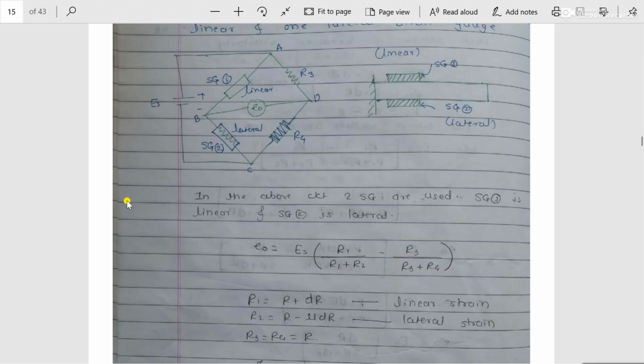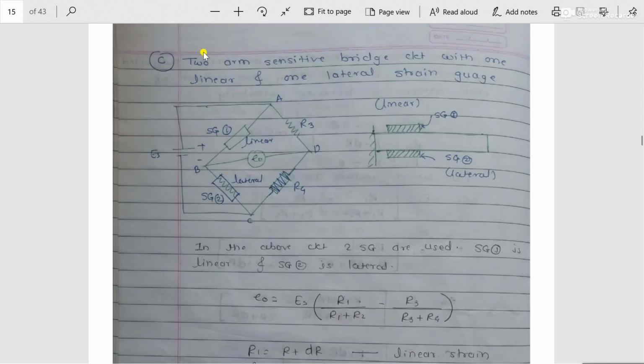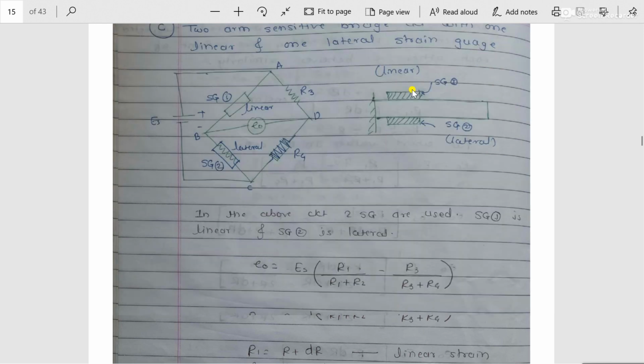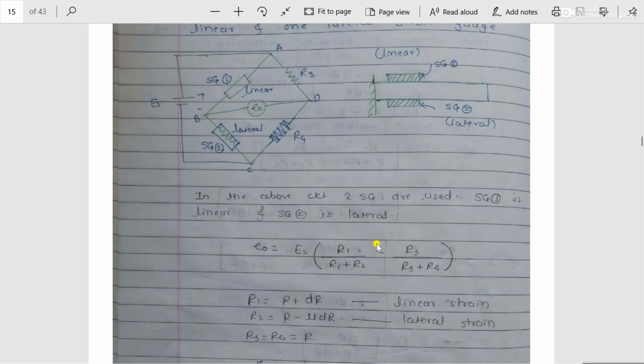So now I have to derive the output of this particular two arm sensitive bridge circuit, in which one linear and one lateral strain gauge is there. So if I go through this circuit diagram once again, I have to calculate the value of R1, that is the resistance of strain gauge number 1.